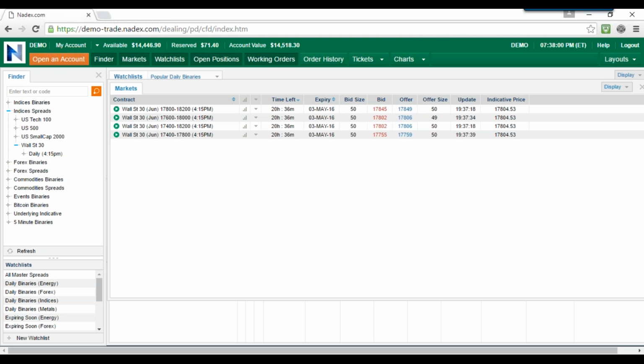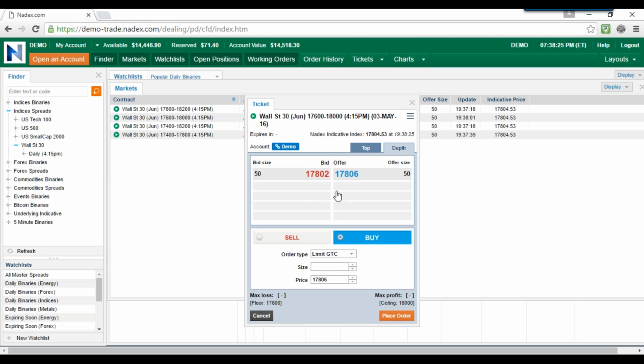Take a look at this one, for example. 17.6 to 18, and I'm buying it at 17.806. So without me even pulling up the ticket, you can figure it out now. If we're going to buy, the bottom is 17.6, we're buying it at 17.806, so what we'd have to put up is what? 206. See? Let's pull it up. Bam, 206. Okay? So now that you know that, you can view these easily without even having to open the tickets and fill it out just to check your math. It's kind of right there.